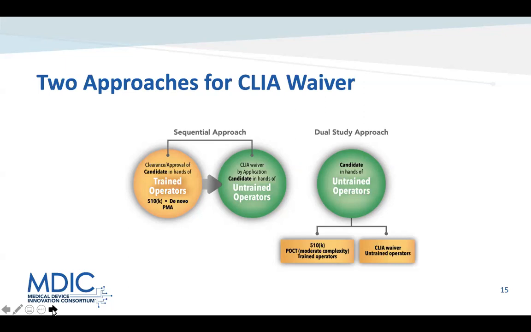The second study design is a dual study approach where both the clearance as well as the CLIA waiver are embedded in one study design itself. So you actually have both approaches depending on what the intent of the manufacturer is in terms of getting the clearance as well as a CLIA waiver of the product, whether you want to do it in a sequential manner or as an all-in-one kind of application.